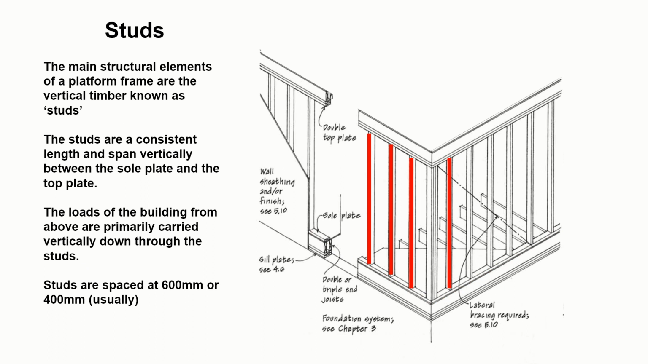The vertical elements of the timber frame are referred to as studs, and as I said, they're spaced at 600 to 400 millimeters, and the studs are consistent in height. They tend to be 2.4 meters for a developer built house. They can be slightly longer for specialist houses or one-offs, and their primary purpose is to carry the load from the floor above or the roof above vertically down to the substructure and therefore down to the foundations.